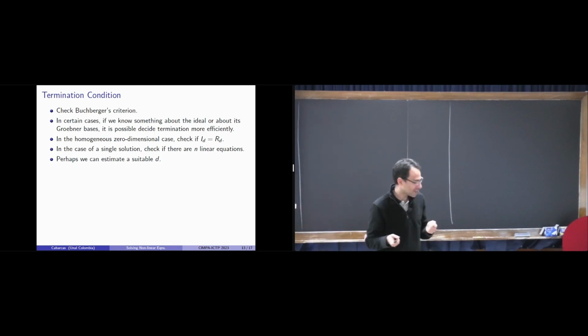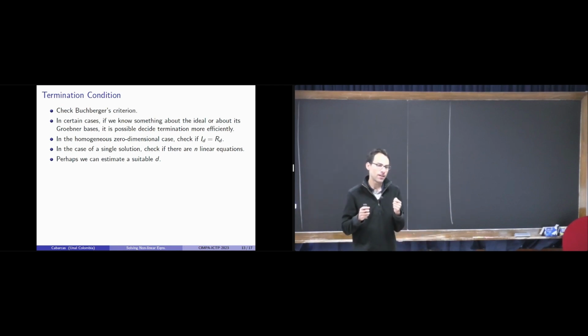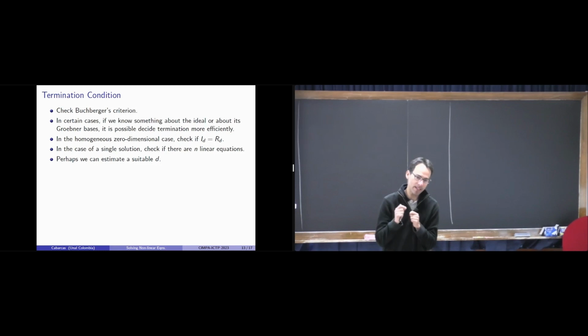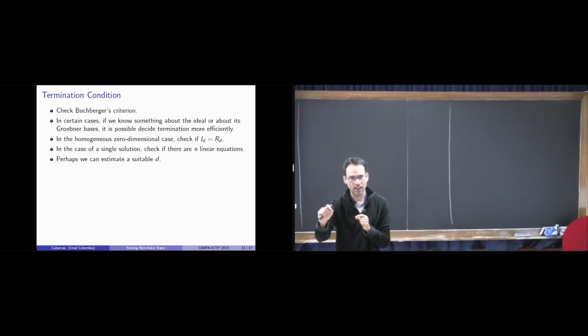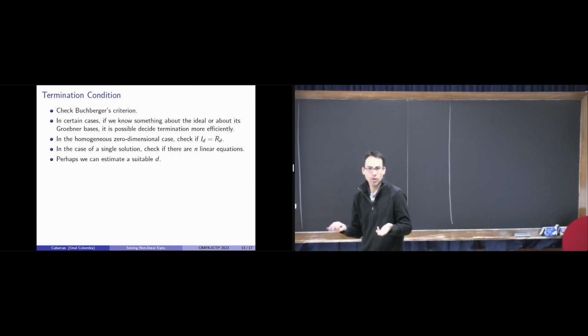Another option is that perhaps we can estimate a suitable degree D. And this is common for generic systems, so systems that do not have a lot of structure, that are in a way generic. For example, if you take random quadratic polynomials in n variables, we can estimate very precisely the degree at which you're going to be able to solve. So things like that can be done in some cases, and that's also a way to terminate. You simply go directly to the degree where you know you're going to have a solution.